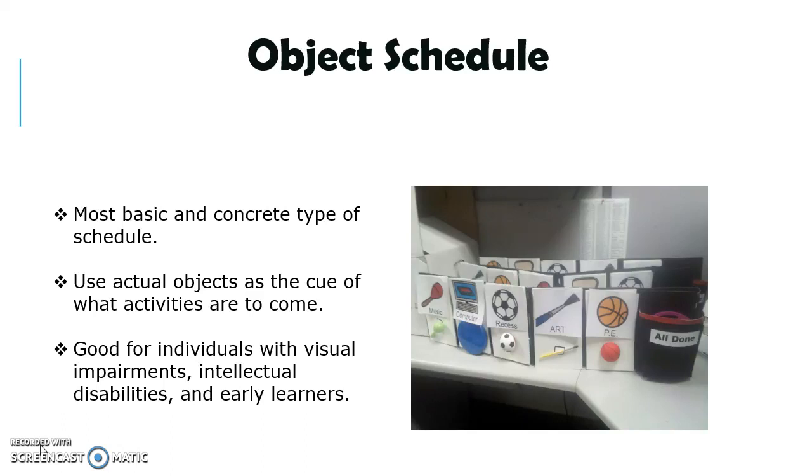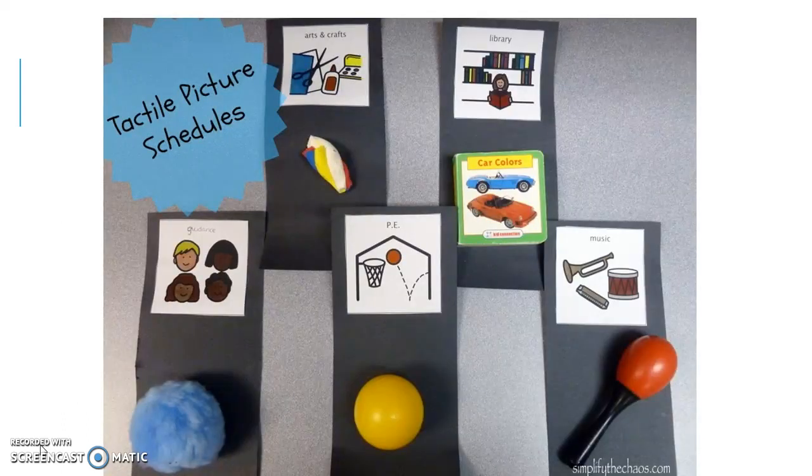So we're going to look at some examples, and you will see that even when objects are used as the primary way to depict an activity, they are also paired with picture icons or photos and words to help the individual to begin to recognize pictures. So you see, this is an example of a tactile picture schedule. Like mentioned earlier, it has a picture and words, but it also has the actual object that represents that schedule. So for arts and crafts, there's a piece of putty.